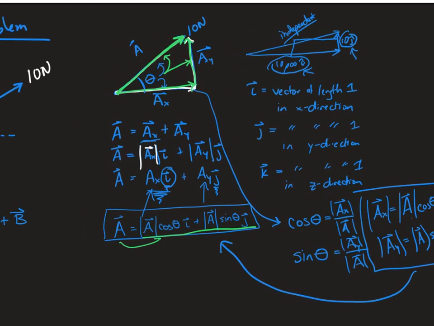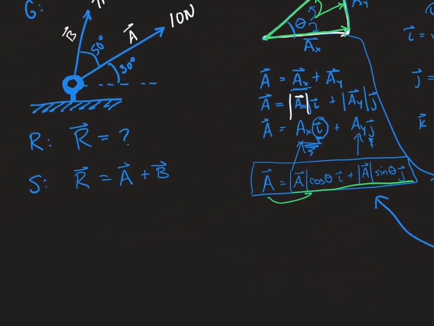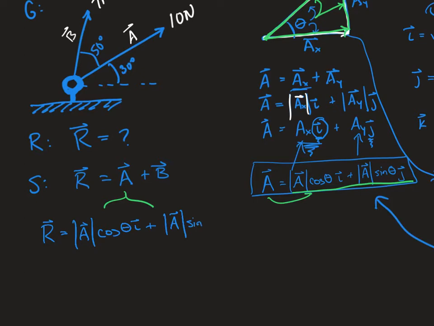So now I can go back over here and split that apart. I can take A and rewrite it. R equals magnitude of A cosine theta I plus magnitude of A sine theta J. Now it looks like we just took a simple problem and made it a lot more complicated. That's definitely true.